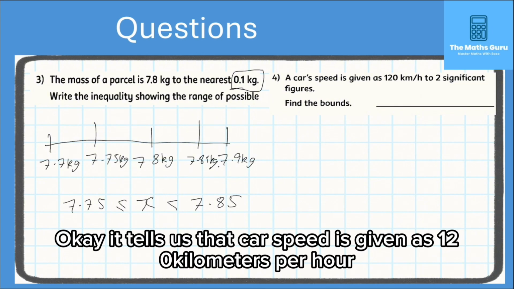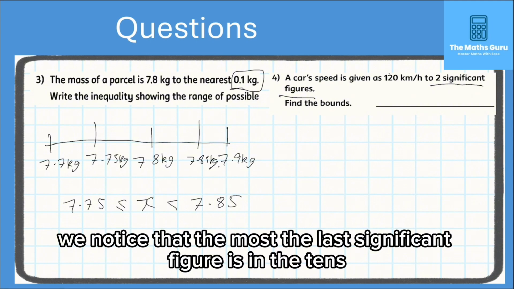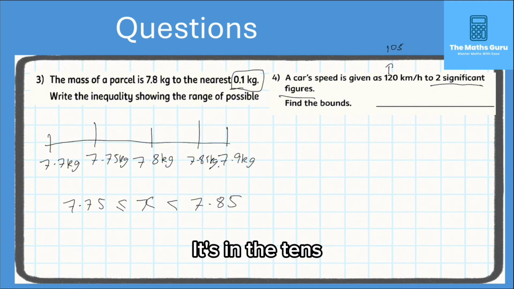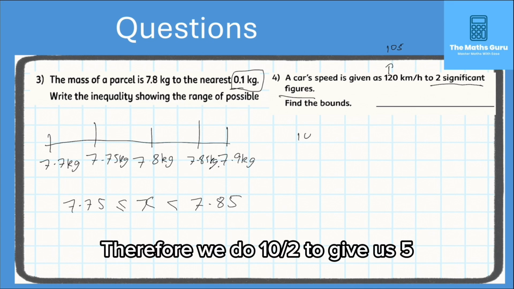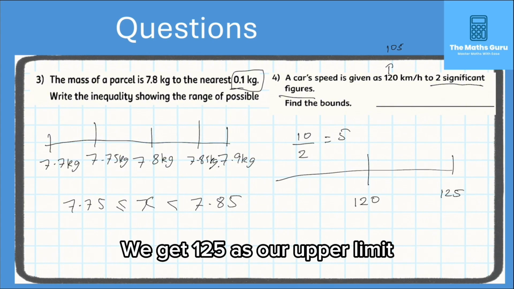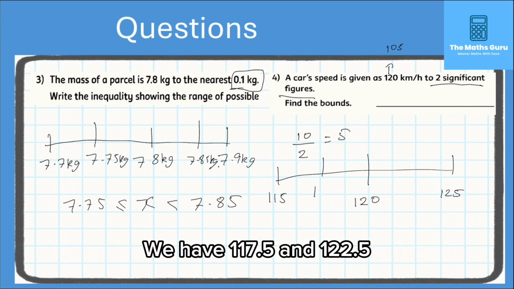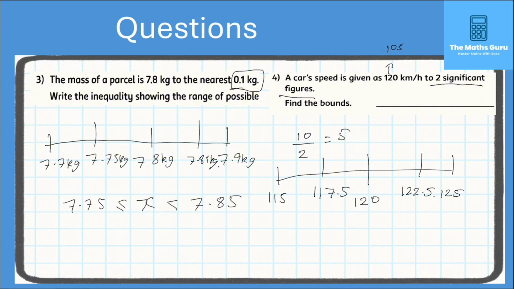Okay, it tells us our car speed is given as 120 kilometers per hour to 2 significant figures. Remember, when we're to 2 significant figures, we notice that the last significant figure is in the tens, right? Therefore, we do 10 divided by 2 to give us 5. So when we draw our number line, we're going to have 120 down the middle, adding 5 on both sides. We get 125 as our upper limit and 115 as our lower limit. Finding the midpoints, we have 117.5 and 122.5. And this is our lower bound, this is our upper bound.